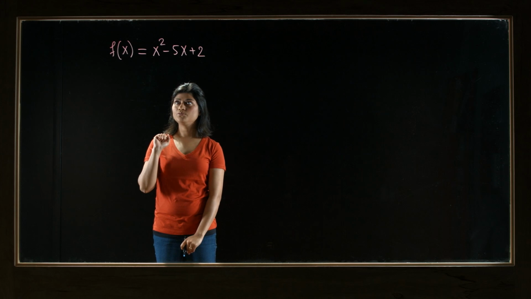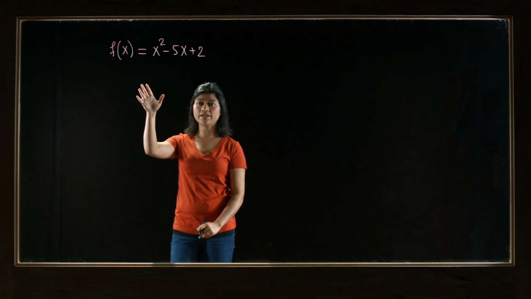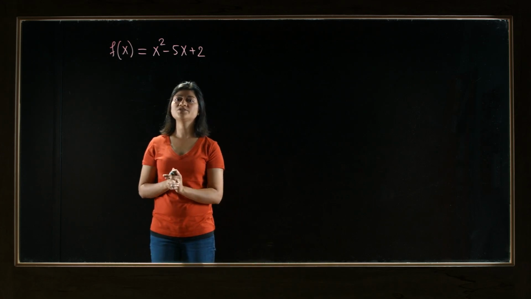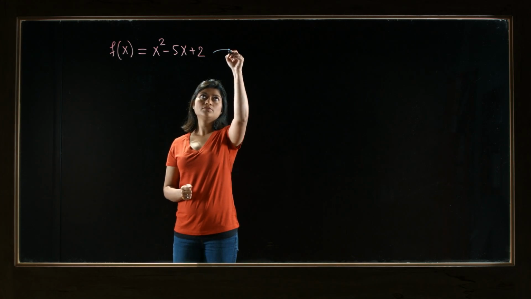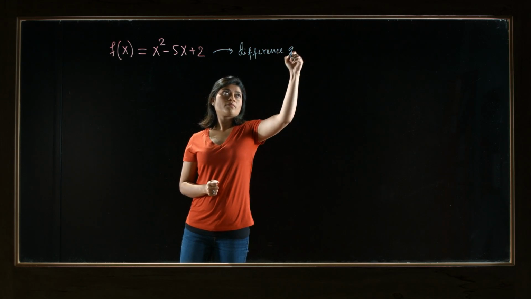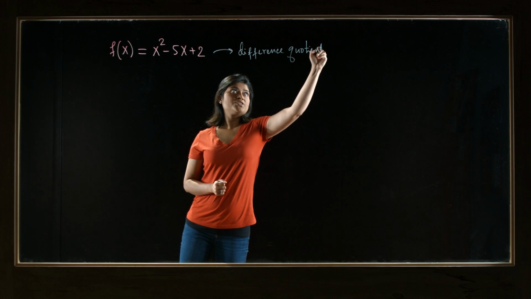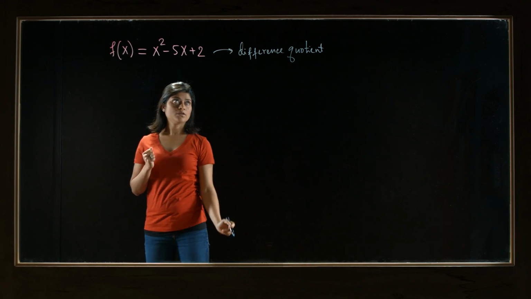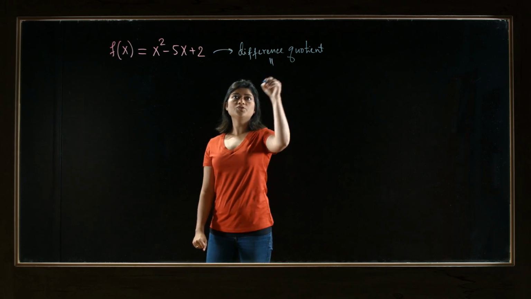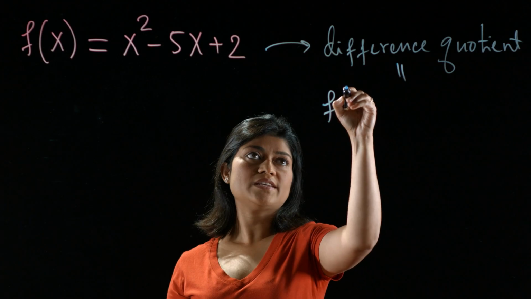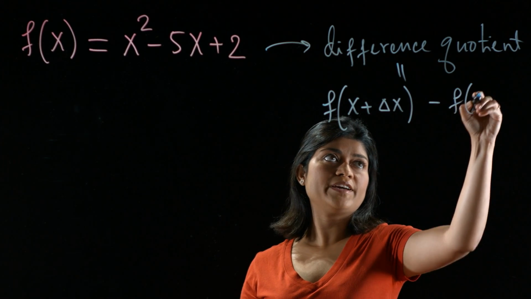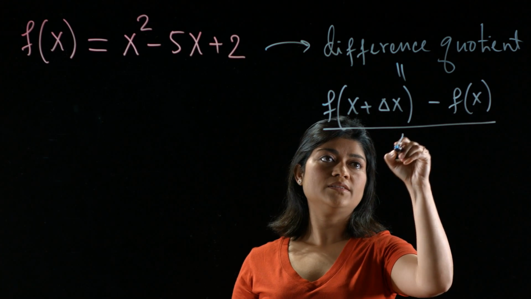In this problem, we have to evaluate the function at various expressions, and in the end, we have to evaluate the difference quotient. So that's the question. We have to evaluate the difference quotient and then simplify it. Okay, so let me give you the definition. Difference quotient is this expression. It's f of x plus delta x minus f of x divided by delta x.